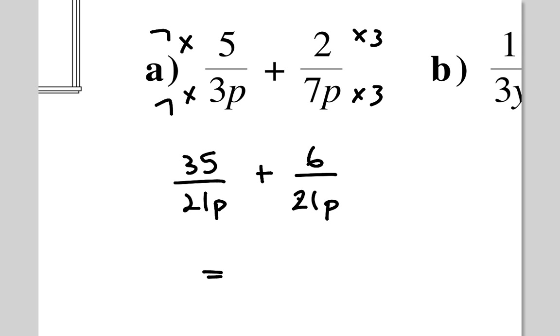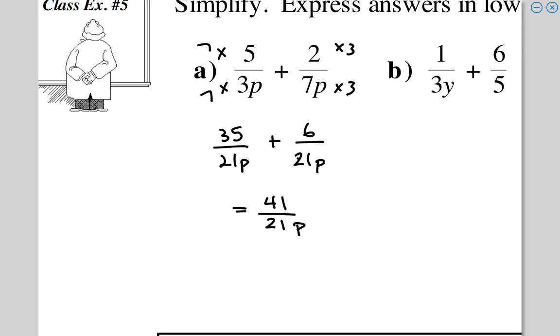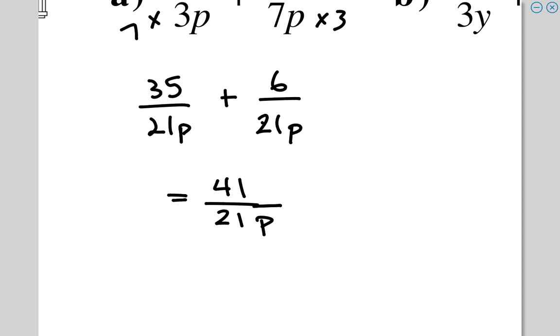What do you got here? 41 over 21p. Does 41 and 21 reduce? No. If it was 42, yeah, but it's not. It's 41. Comma, what's p not allowed to be? 0. Good.